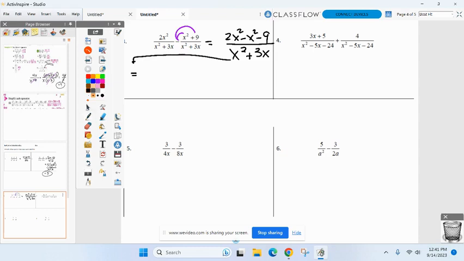Go ahead, combine your like terms on top. 2x squared minus x squared. If I have 2 of them and I take one away, I have 1. Don't overthink this, kids. 2x squared minus x squared is just x squared, right? 1x squared. And I still have minus 9 there. On the bottom, x squared plus 3x.